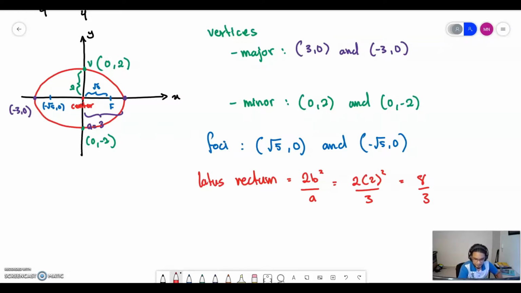Now we want to find the length of the minor and major axis.